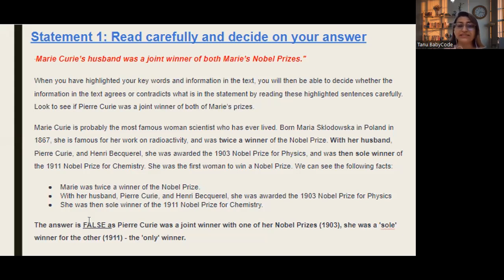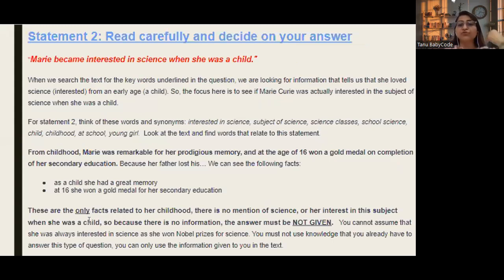I hope it is helpful. Now read statement number 2, read it very carefully. Mary became interested in science when she was a child. When we search the text for the keywords, we are looking for information that tells us that she loved science or was interested in science from an early age, like when she was a child. So the focus here is to see if Marie Curie was actually interested in the subject of science when she was a child. So now you will start thinking of synonyms like interested in science, subject of science, science classes, school science, child, childhood, young girl, school. You will look at all these words.